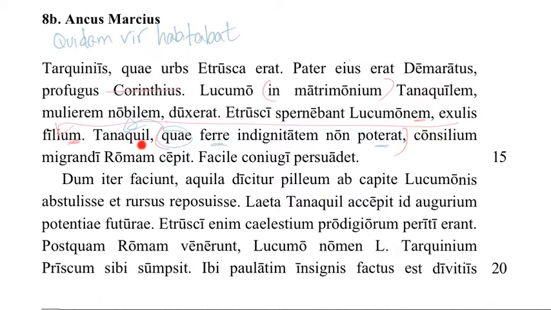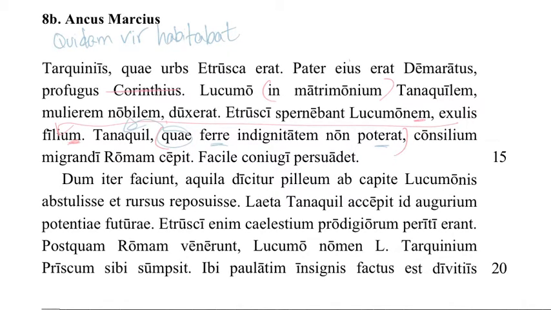And then we see this Romam, which we saw previously, that is locative. It means to Rome. So Tanaquil conceived of a plan of leaving, probably for Rome, because they weren't having a good time in Etruria. Faucale conjugi persuadet. Okay, conjugi is dative here, and that's because you always persuade a dative.